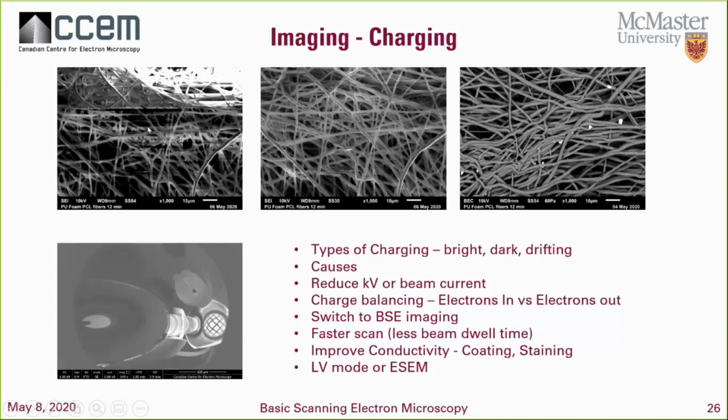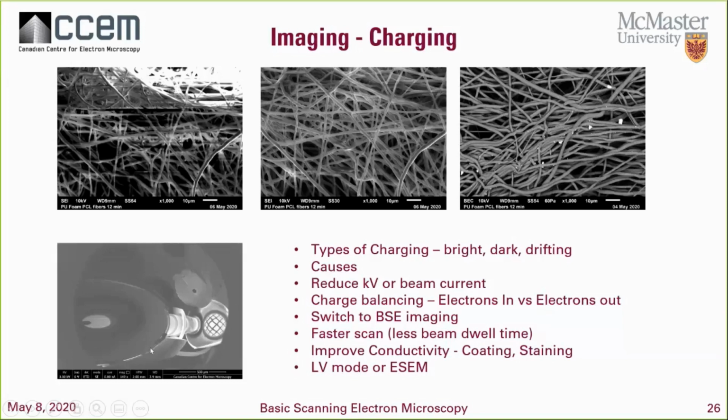Another effect that you'll see is you might get drifting of the image. So it actually looks like the sample is moving within the microscope. But what's actually happening is you're displacing the secondary electron image as the charge builds up on the sample. You can do things like reducing the kV or reducing the current of the beam to reduce charging effects. Or you can go to low vacuum or environmental SEMs to not have to do that. Or you can do things like coating, staining to improve the conductivity.